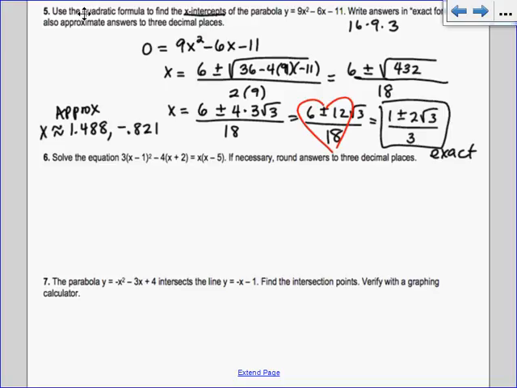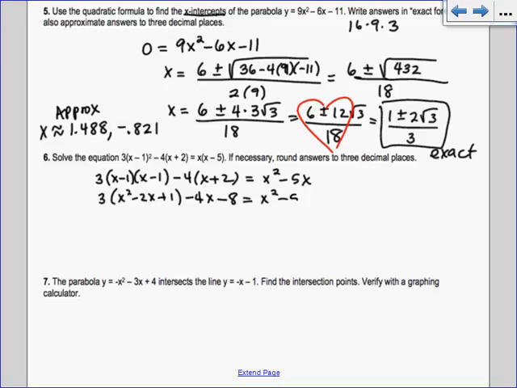All right, so the next one is we multiply the x minus 1 times itself, and then distribute the x in. We're going to have 3 times x squared minus 2x plus 1 minus 4x minus 8 equals x squared minus 5x. And we continue to simplify. So 3x squared minus 6x plus 3 minus 4x minus 8 equals x squared minus 5x.